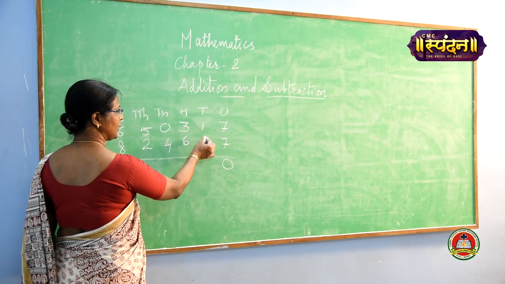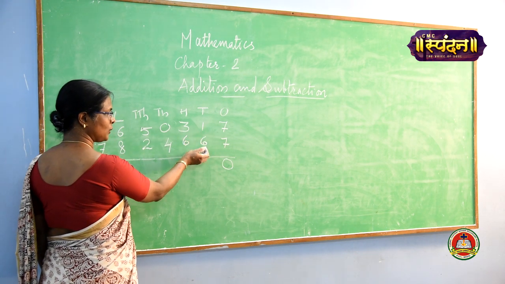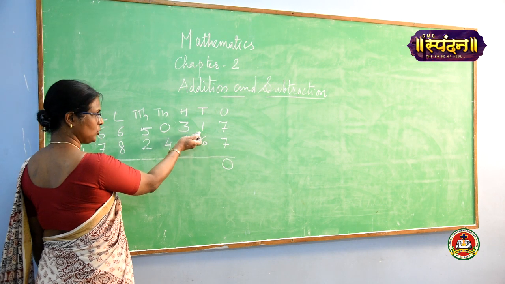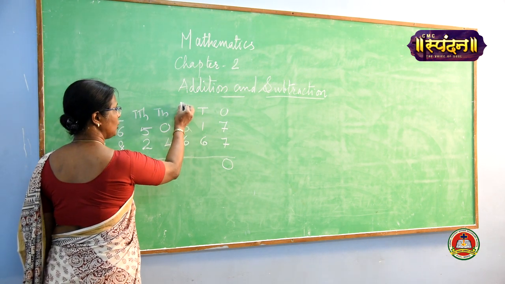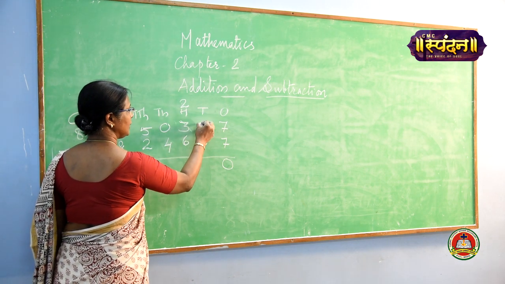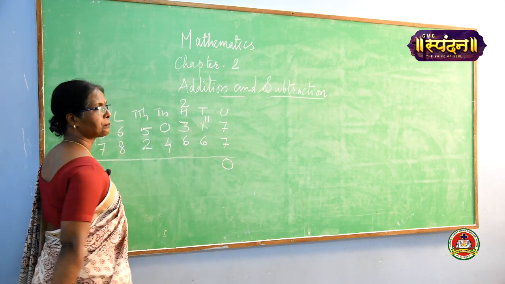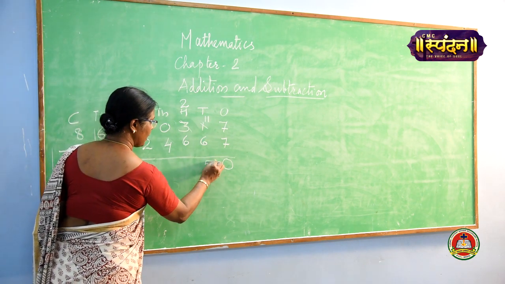Now from 1 you cannot subtract 6. You have to borrow because this is a smaller number, you cannot subtract a bigger number from it. You have to borrow from the neighboring number. When you are borrowing, here how much is left out? 2. And you give 1 here, it becomes 11. Now 11 minus 6 is 5.